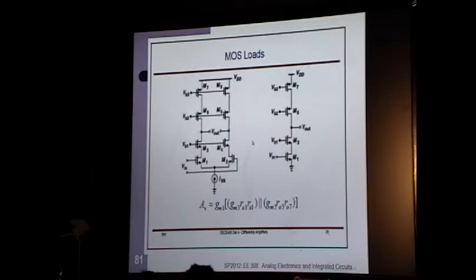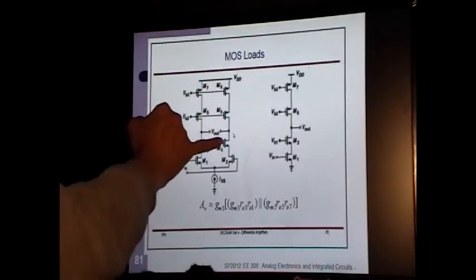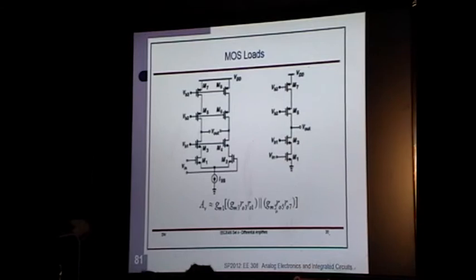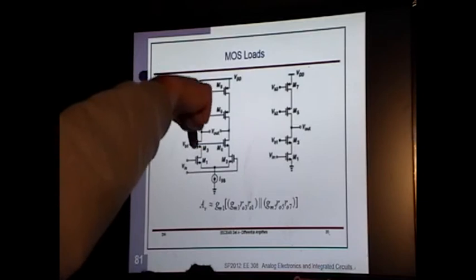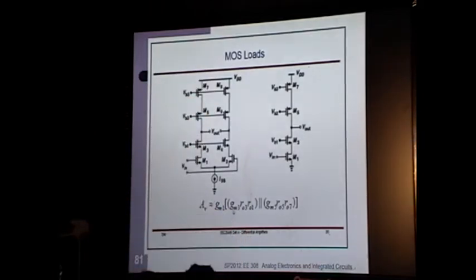When you do that, you get an R. If you're looking down into the collector of M4, what you get is a resistance of GM4, GM3 times... So this equation right here is for the left side. When you look down here, the resistance you see is actually GM3 times RO3 times RO1. So you have an RO times an RO. You have 10 to the 5th times 10 to the 5th. Now you have 10 to the 10th right there, times GM.